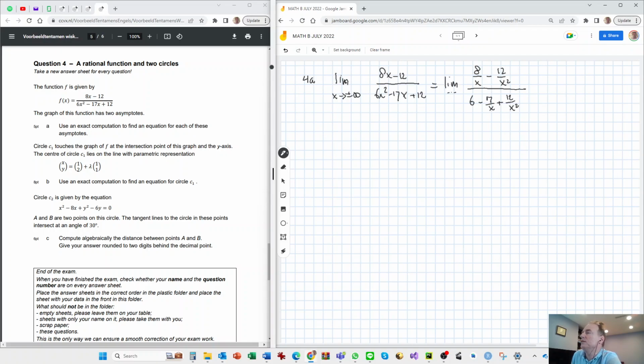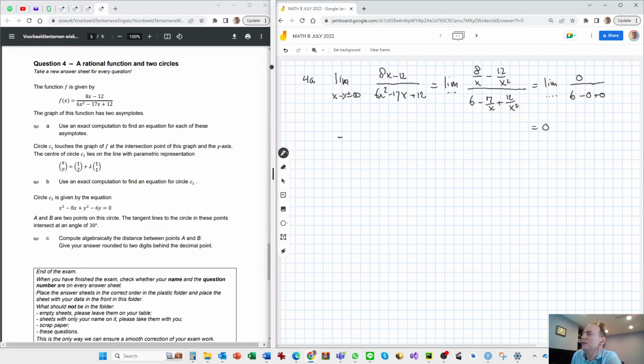And then these terms have known limits. They all go to 0. So you get the limit, doesn't matter whether x goes to plus or minus infinity, you get 0 divided by 6, and then basically minus 0 plus 0. Looks a little weird, but you get the idea. This is 0. Doesn't matter, x goes to plus or negative infinity.